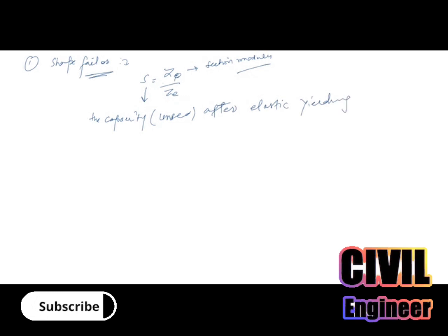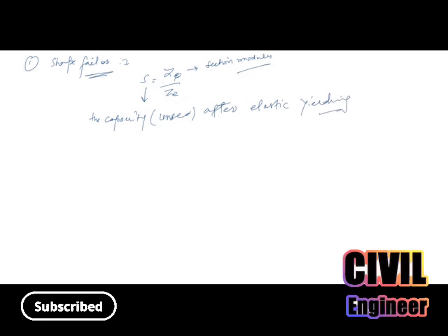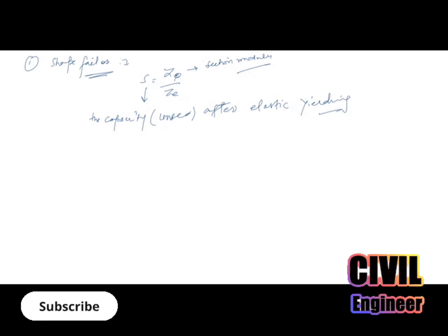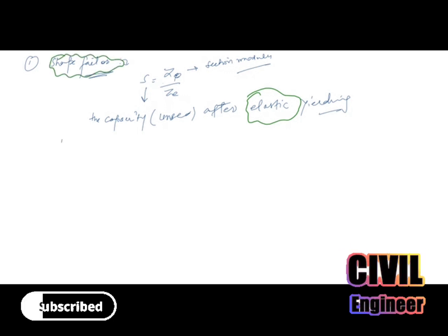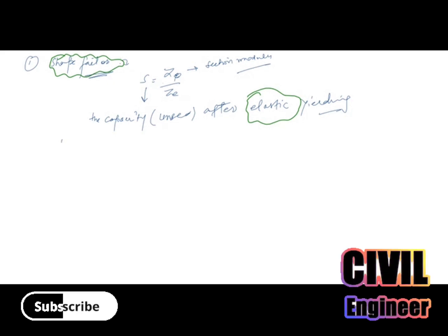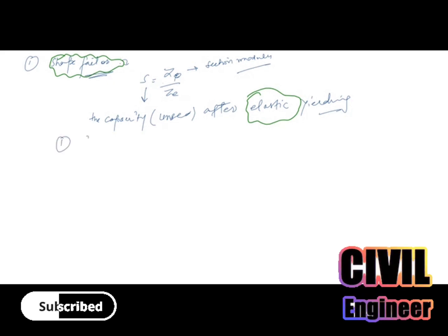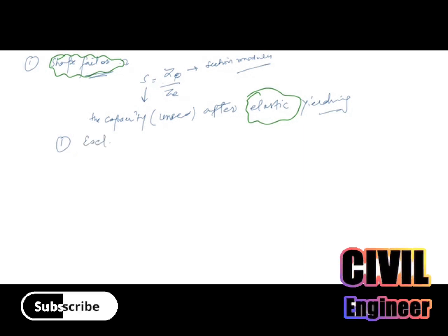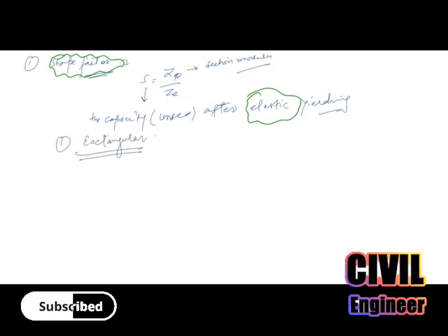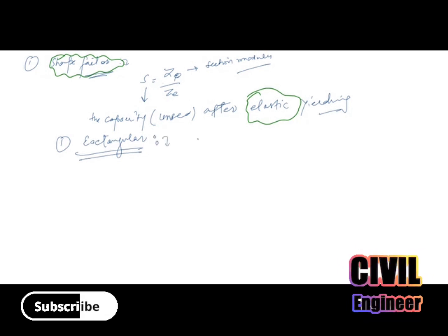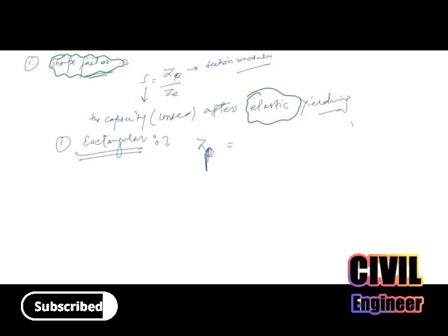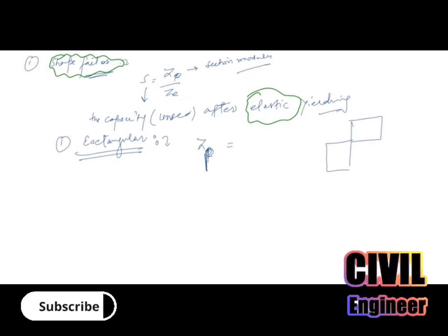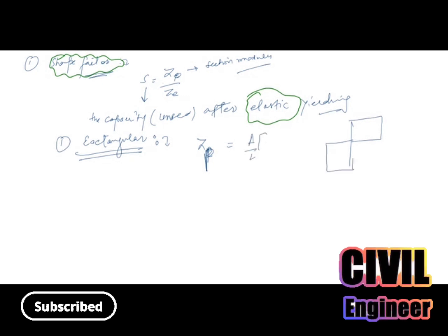When yielding occurs in any body, then after that elastic yielding, how much is the remaining capacity of any section? That is the shape factor. That shape factor tells us. Now how will this tell us? We'll see some shapes. Let's take a rectangular shape. If you take a rectangular shape, you will see Z plastic. Z plastic is simply A by 2 times (y1 bar plus y2 bar).